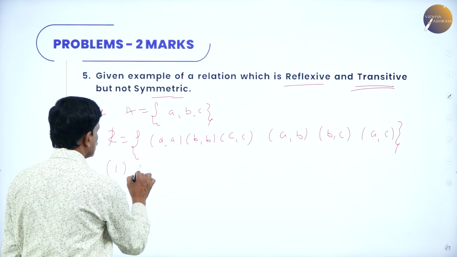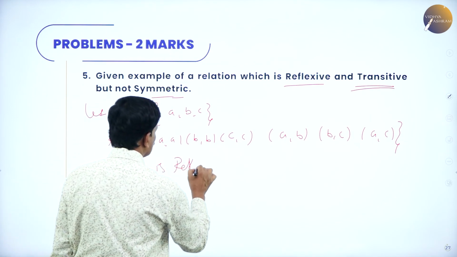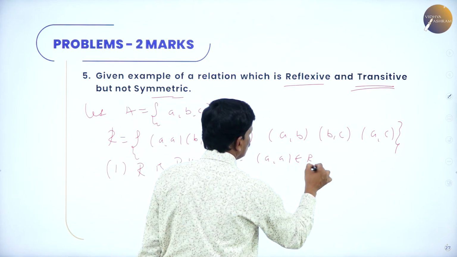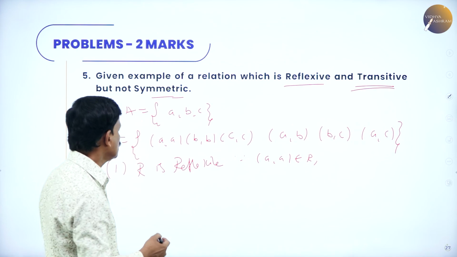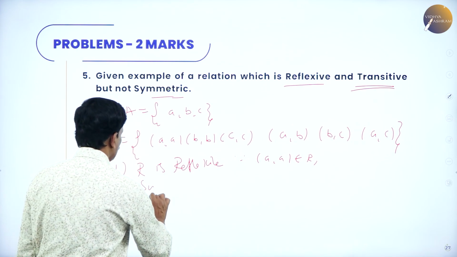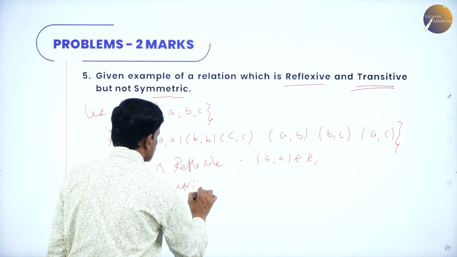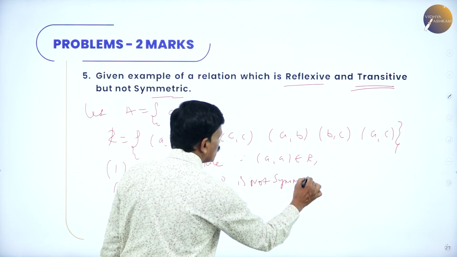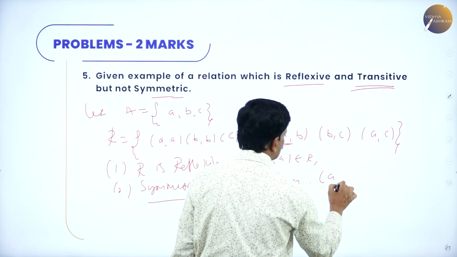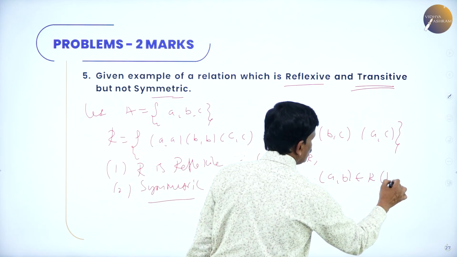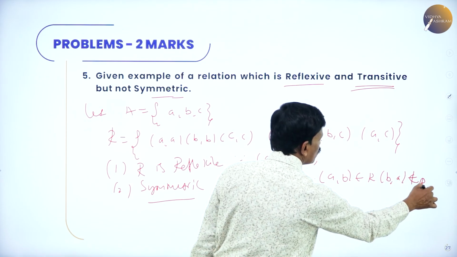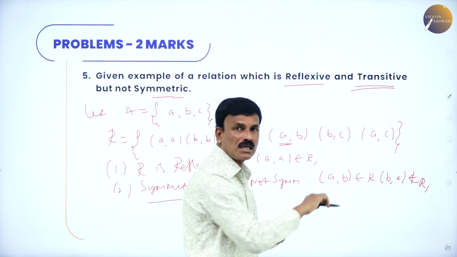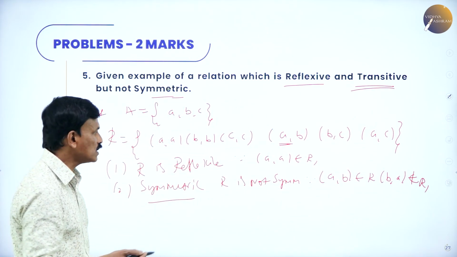Now clearly you can say that R is reflexive, because A comma A, B comma B, C comma C all belong to R. Symmetric: verify the property of symmetric. R is not symmetric here, because A comma B belongs to R but B comma A does not belong to R. B comma C is there, C comma B does not belong to R. A comma C is there, C comma A does not belong to R. So therefore R is not symmetric.